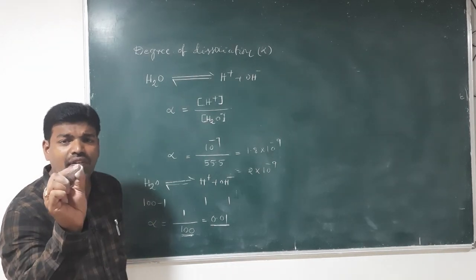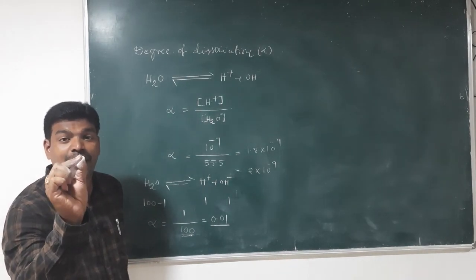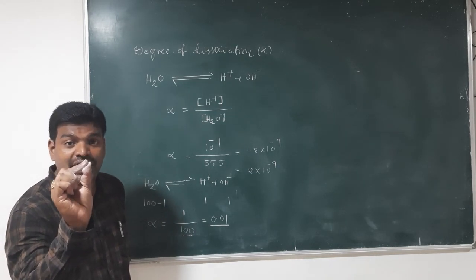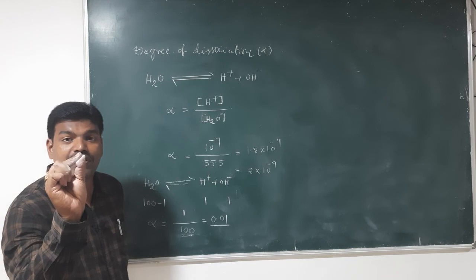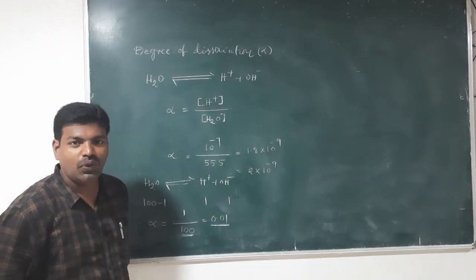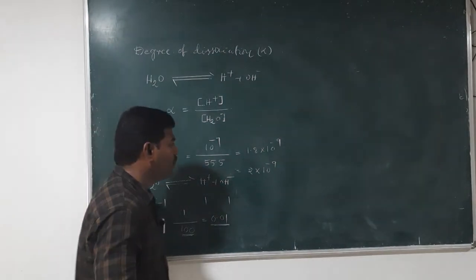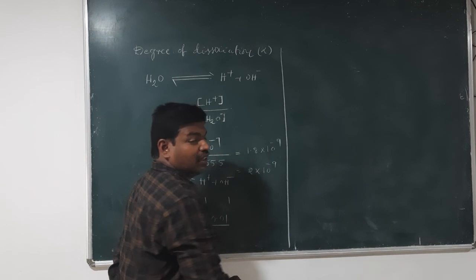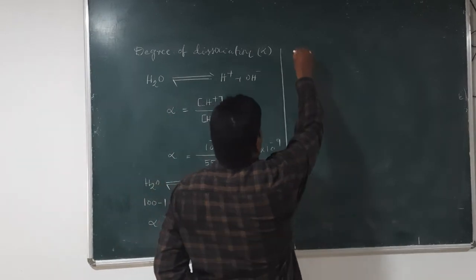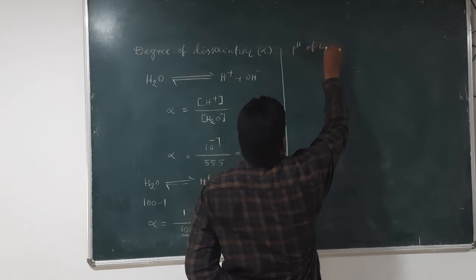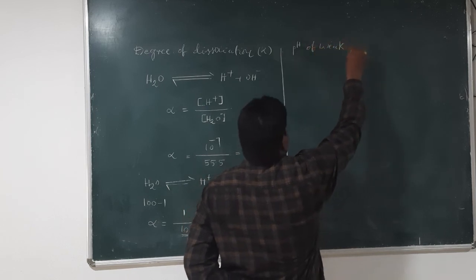Degree of dissociation is a measure for the extent of dissociation that occurs. Now we shall see the calculation of pH of weak acid and weak base. So, pH of weak acid.